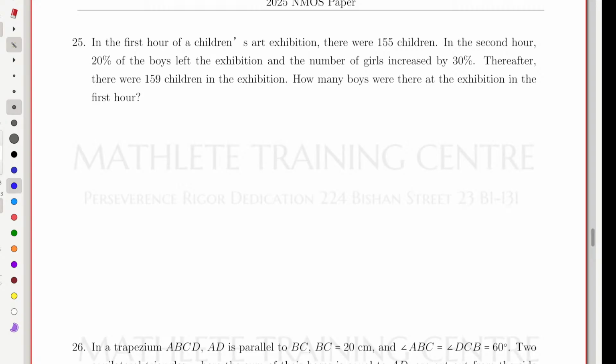Again, this is very similar to a question we have already done, right? So, in fact, which question was it? It's the question with the oranges and the apples, right? If you know. So here, let's call the boys and girls B and G. B plus G initially is 155. Then 20% of the boys left, so it's 0.8 boys left. 30% of the girls came in, so it's 1.3 times girls. This is 159.